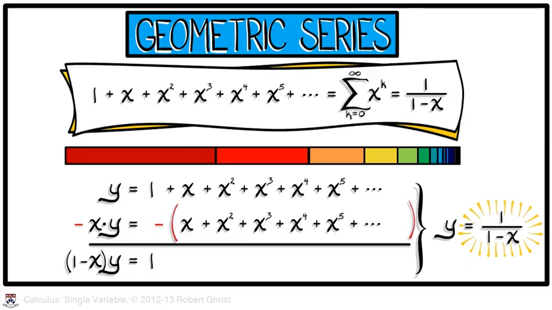Then we get 1 plus 1 plus 1 plus 1 plus 1. Clearly, that is not a finite number. And 1 over 1 minus 1 doesn't even make any sense. That is undefined. Well, this derivation only holds for values of x less than 1 in absolute value. Otherwise, this infinite series does not converge.